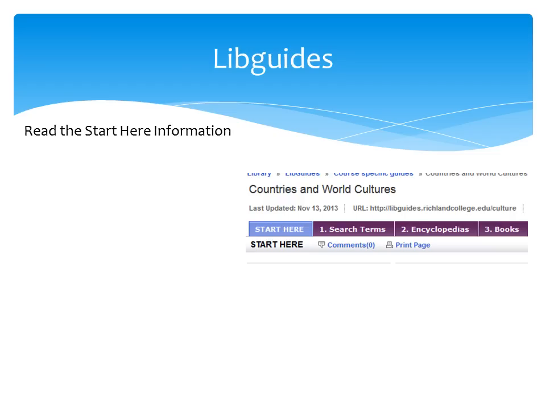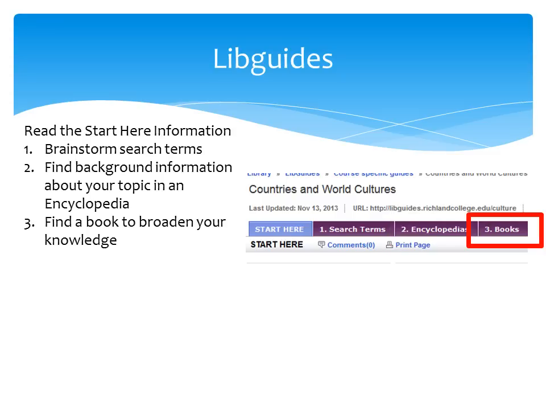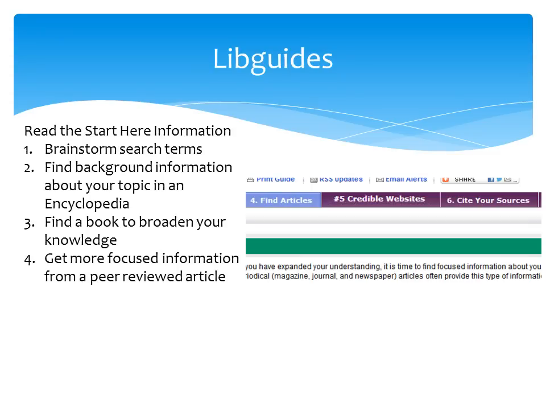Once you're in a Libguide, read the Start Here information. Once you're done fully reading that page, click on the next tab that will take you to search terms. Then brainstorm your search terms. Click on the tab that reads search terms and follow all of the instructions on that page to come up with different search terms to research for your information. Next, you'll click on encyclopedias to find out background information. These are scholarly encyclopedias. You can find a book to broaden your knowledge. You can get more focused information from a peer-reviewed article by clicking on the tab Find Articles.